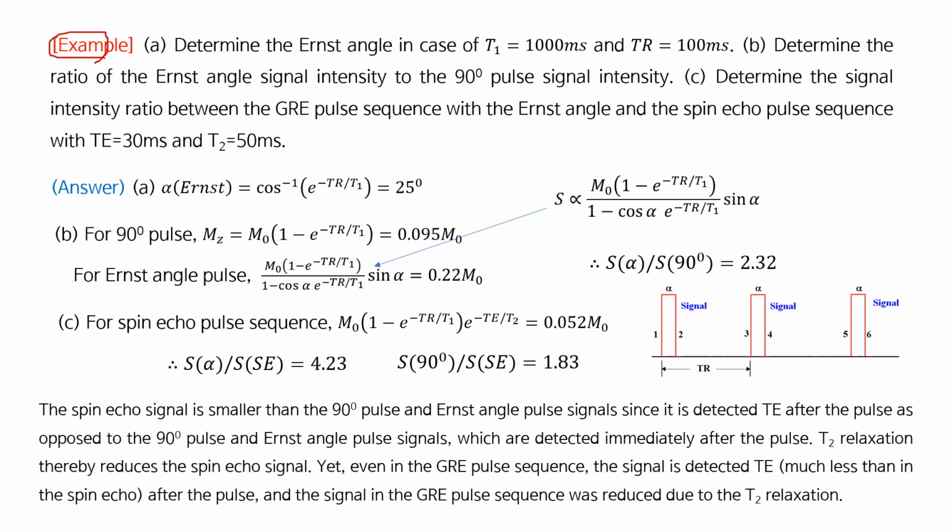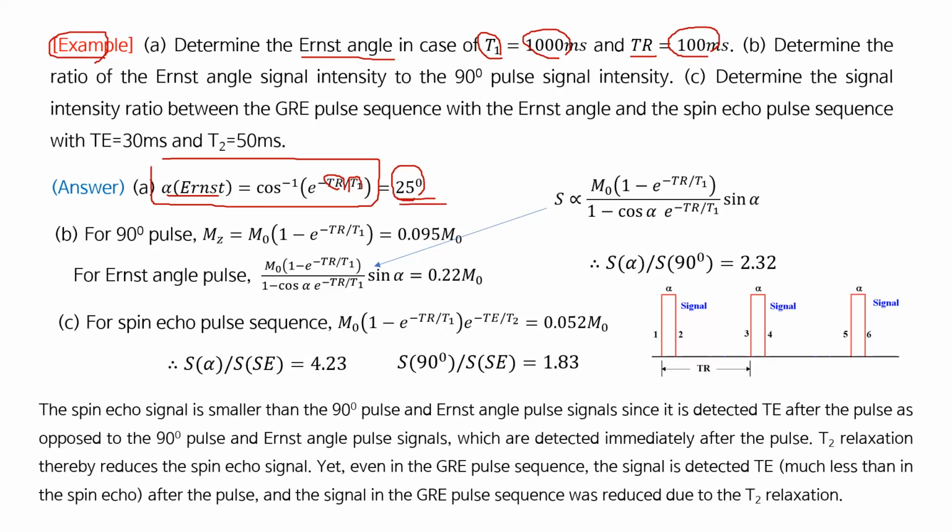Next example. Determine the largest angle in the case of T1 equal 1000 milliseconds and TR equal 100 milliseconds. So we already obtained the expression for the largest angle, which was given by this form. We know TR and T1, so the largest angle will become 25 degrees.